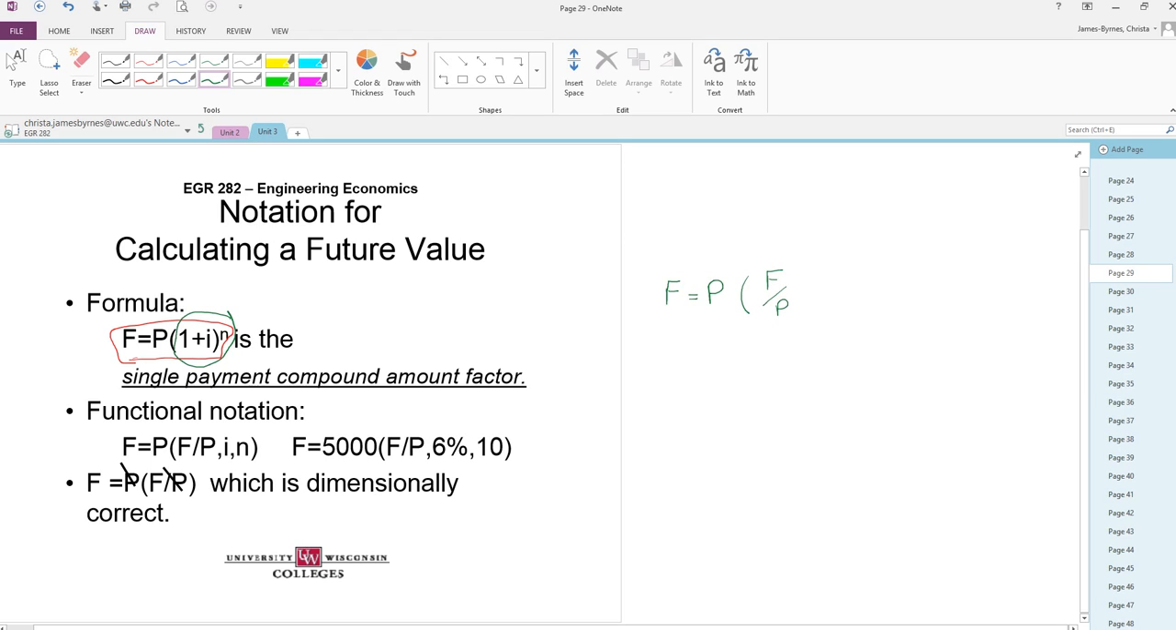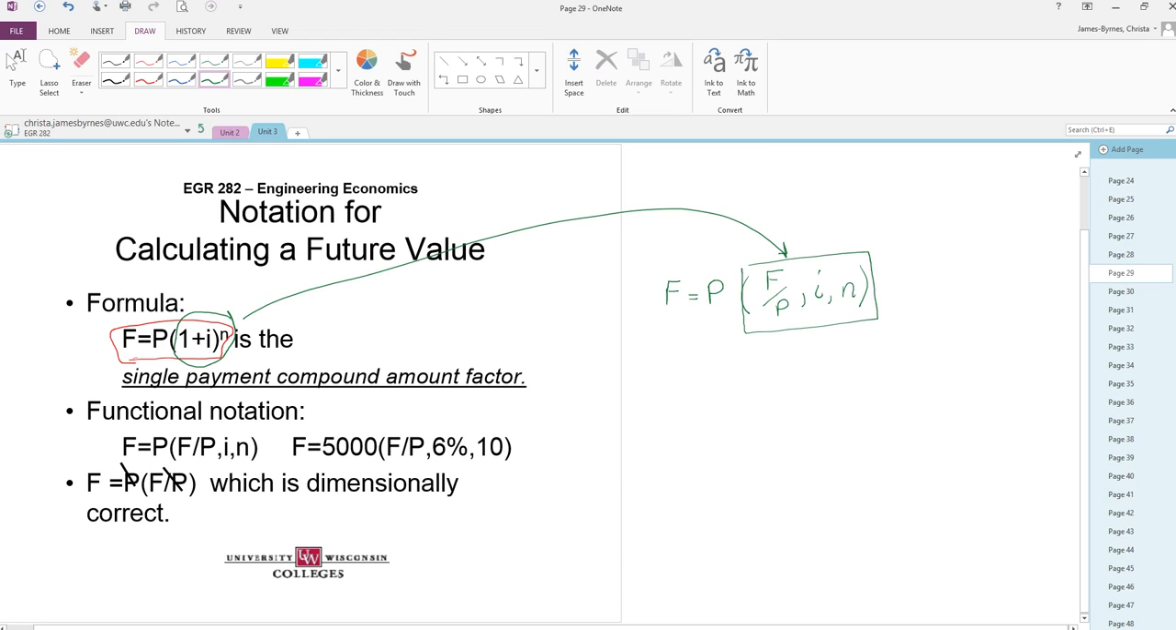What is the future? The future amount is equal to the present. I know the present amount. So it's just like in an equation, right? Whatever you want to find over what you have. Find a future given a present, at an interest rate for a number of periods. So I'm just replacing this piece that I circled with this functional notation.